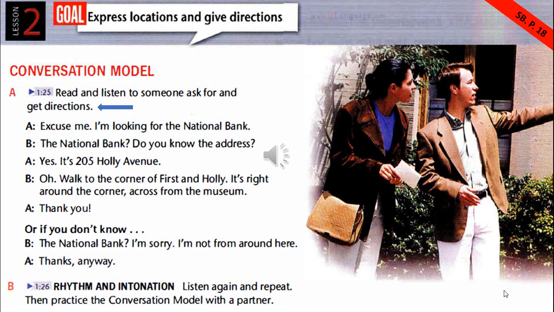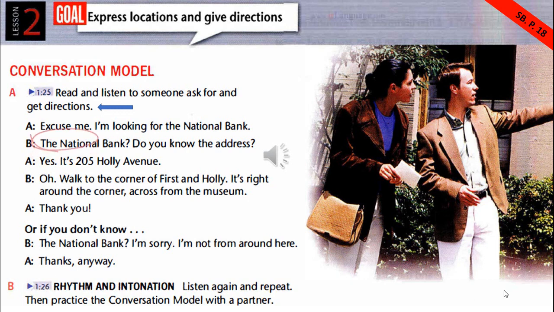Okay, let's read together and explain certain vocabulary. Excuse me. If I want to ask someone, it is more polite to say excuse me and not to start the question directly. Nobody asks a question directly; we need to use a somewhat polite phrase. Like, excuse me, I'm looking for the National Bank. I'm looking for means I am searching for the National Bank. The National Bank, do you know the address?